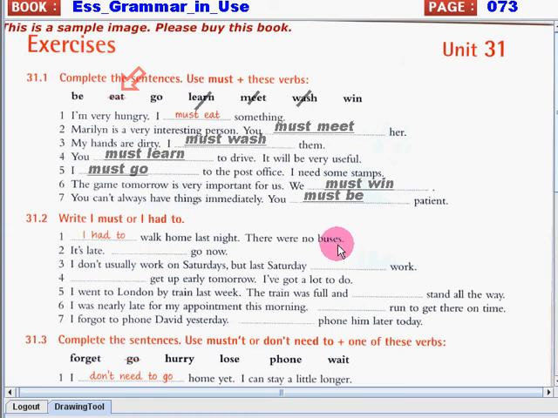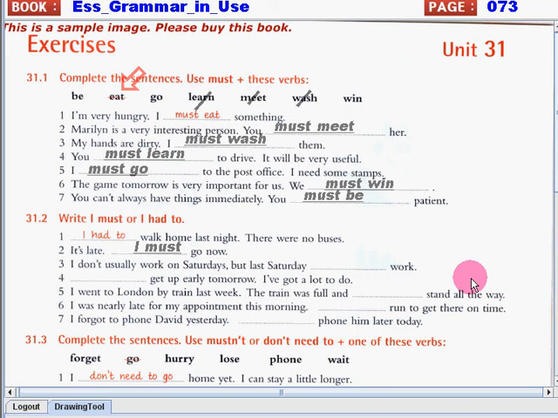There were no buses. Another clue is that I had to should be used in the past tense and I must for the present and future tense. Remember, students, I had to, past tense; I must, present or future. That's why on number 1 we use I had to, because the tense here is past. Now let's go on to number 2. It's late. Blank go now. Very good, students. We should use I must. I must go now because the tense is present.